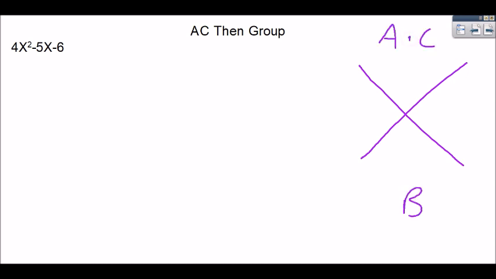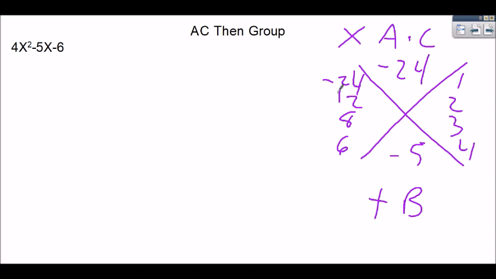The first one is the AC then grouping method. So what we do is we're going to create a giant X, and then we're going to say A times C and B. Remembering that A times C is multiplied and B means add. So with our example here, we're going to multiply A times C and get negative 24, and then my B term is negative 5. So what we do is we're going to make a list of every combination that would get me to negative 24. So negative 24 times 1, and then I'm going to do that all the way down. These are every single combination that multiply to A times C, and then we have to find a combination that gets us to negative 5.